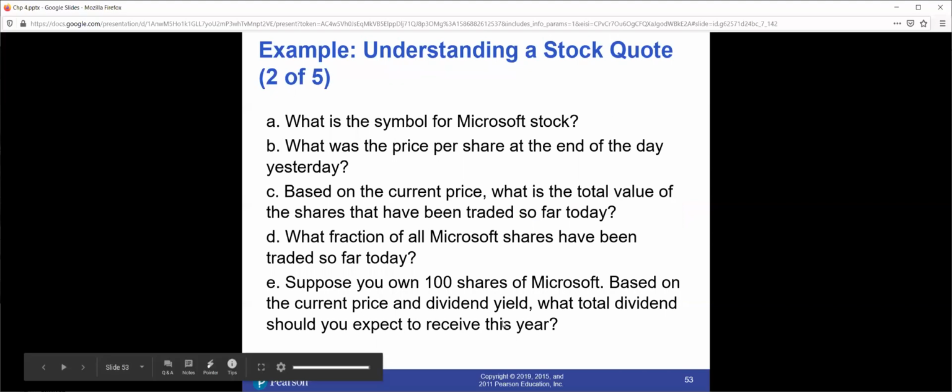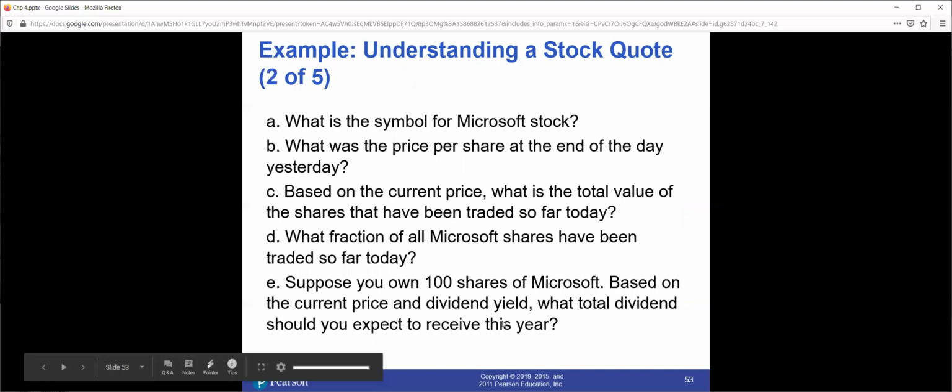So, understand a stock quote. 5 questions here. Again, pause the video, try to answer each of these questions on your piece of paper, your notepad in front of you, and then we'll go through them and talk through the answers.